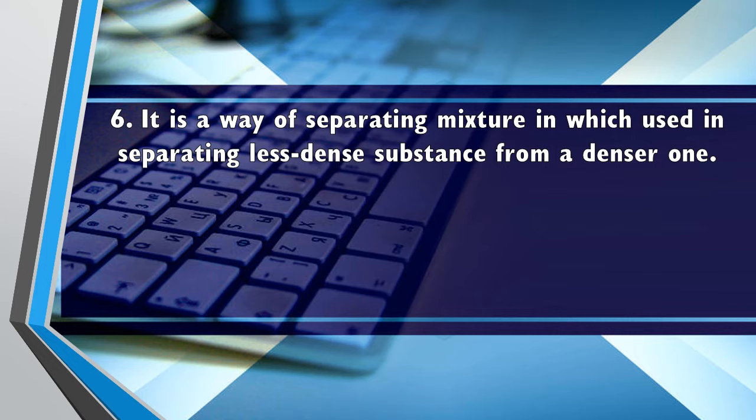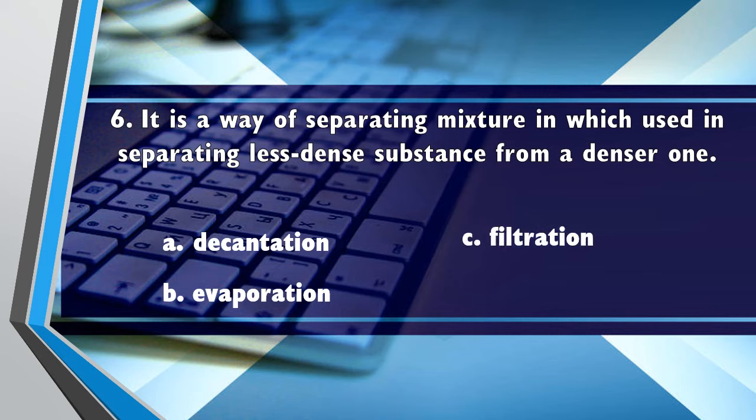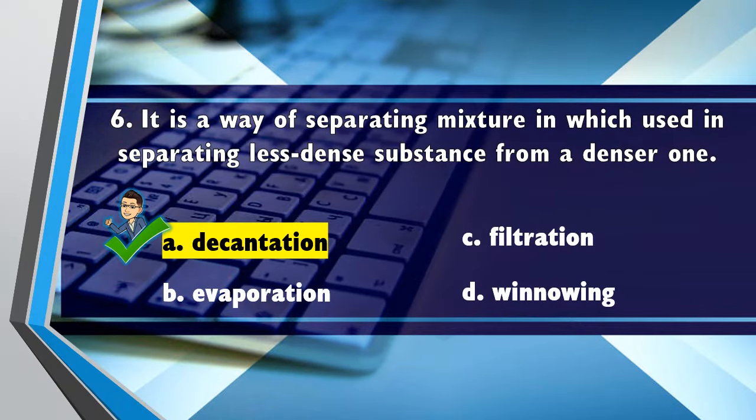Number 6. It is a way of separating mixture which is used in separating a less dense substance from a denser one. A. Decantation. B. Evaporation. C. Filtration. D. Winnowing. The correct answer is letter A. Decantation.